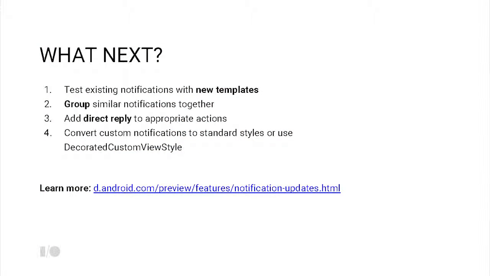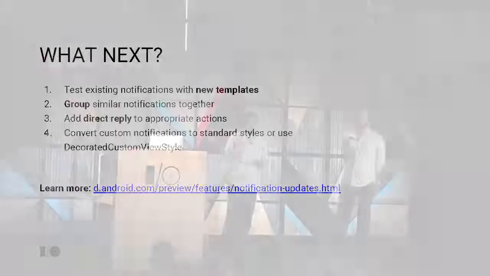So as developers, what do we do? Test your existing notifications on N, definitely. If you have lots of notifications that you're already posting and you're not grouping them, please group them. Nobody likes to turn on a phone in the morning and get 36 notifications of all the stuff that happened while you were asleep. Add direct reply where it's appropriate, where you can accept reply text. And then if you're using custom notifications, do look at that decorated custom view style so users will get the benefit of the app attribution and the expand affordance.